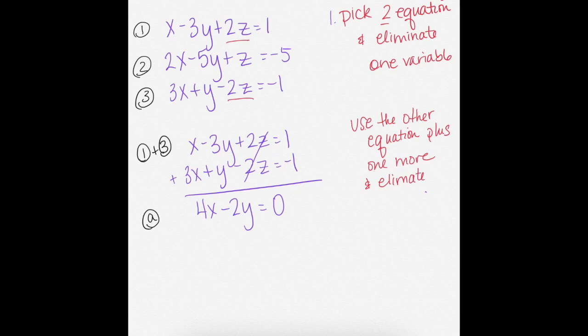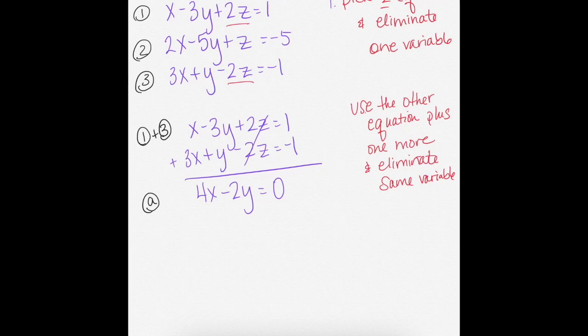And I'm going to eliminate the same variable I eliminated in the first step. It's very important I pick the same variable, or otherwise it's not going to help me. So I eliminated z with 1 and 3, which means I have to use equation 2, and I have to eliminate z. So in order to do that, I can pick either 1 or 3 to go with it. There's not really an easier one.